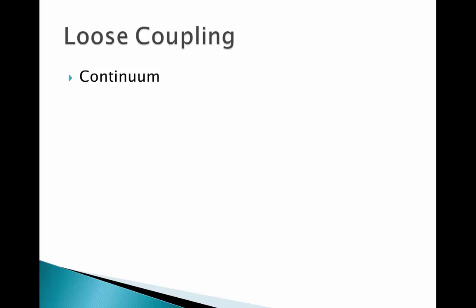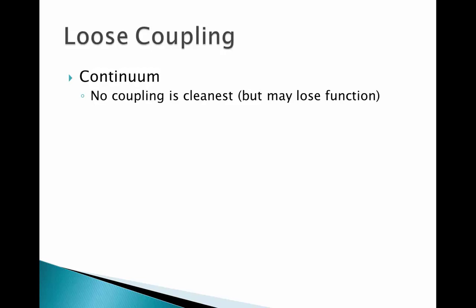What we really want to try to do is create loose coupling in our applications. Now, coupling is really a continuum. It's not an absolute, this is loose and this is tight coupling. There's different types of coupling, but I like to think of mainly three categories. First of all, if you have no coupling, so you don't depend on anything else, that's the cleanest you can get, right? Because if anything else changes, it doesn't affect you. The problem is you're going to lose function, because usually you need to depend on other things to do some things for you. But if you can do everything for yourself, hey, that's kind of ideal.